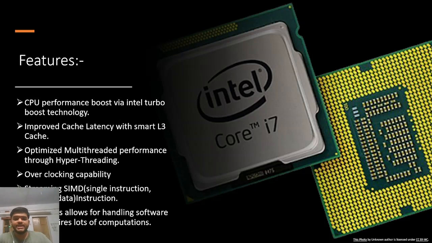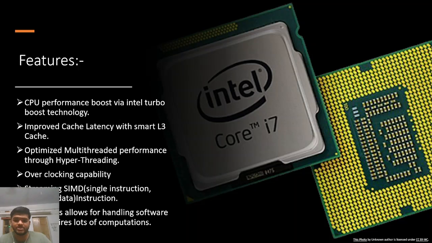Improved cache latency with Smart L3 cache. Cache is a block of high-speed memory for temporary data storage. The Core i7 family of processors features an inclusive shared L3 cache that can be up to 12 MB in size.